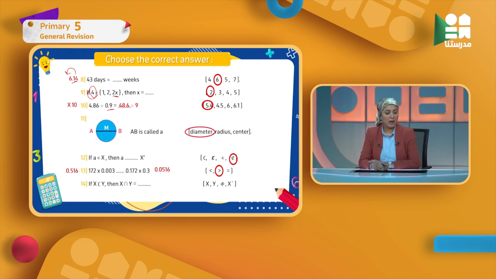Question 14. If x is a subset of y, meaning the set x as a whole is a part of the set y, meaning it is inside it, then x intersects y is the set x, because it is all inside the set y. So their intersection is the whole set x.